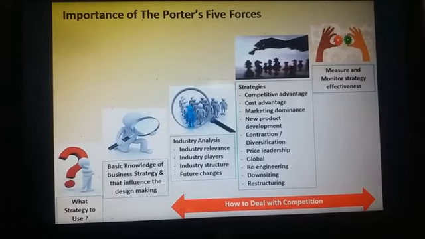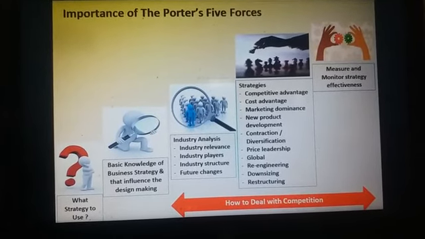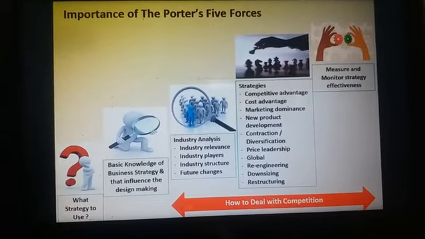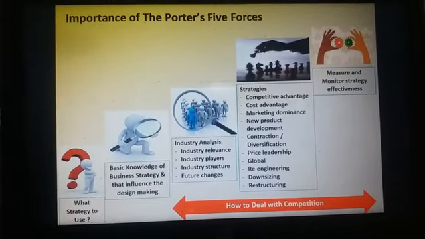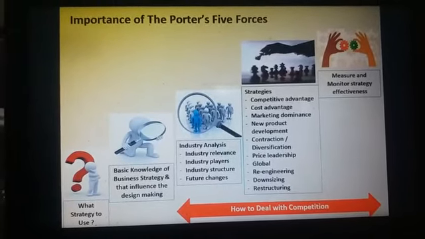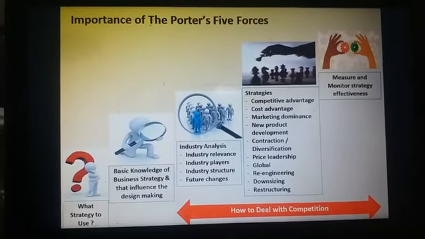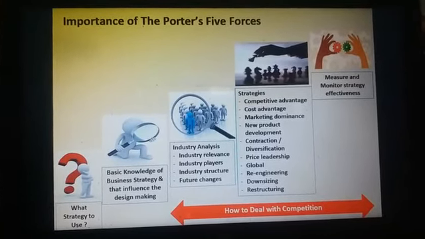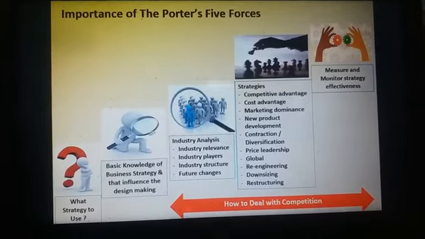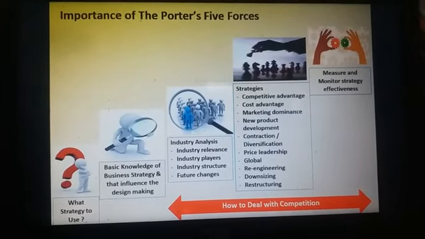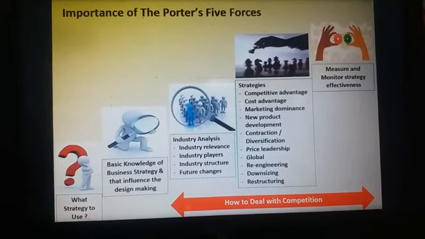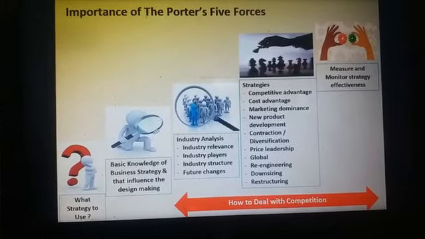Now, what is the relevance of Porter's five forces model in the current competitive scenario? Moving forward, what is the strategy used? What strategy to use? First of all, we'll think about which strategy is to be used. What is our main mission? Number one. The next step would be basic knowledge of business strategy.